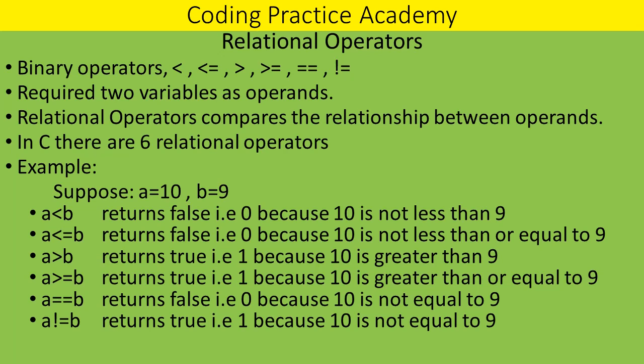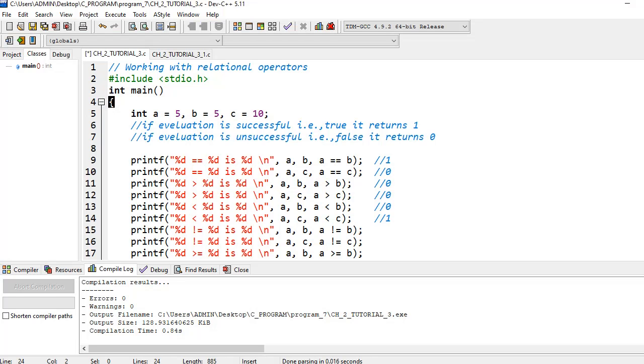Now let's find out a practical implementation using these relational operators. This is the practical implementation of relational operators. Here we consider 3 operands A, B and C. These are the 3 variables where A value is 5, B is 5 and C is 10.